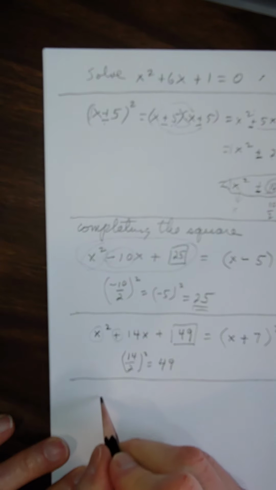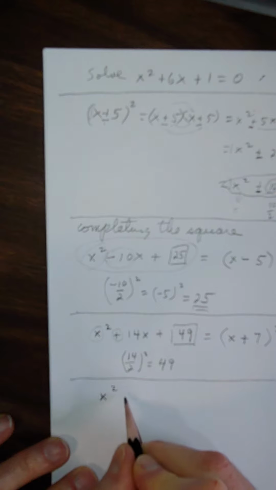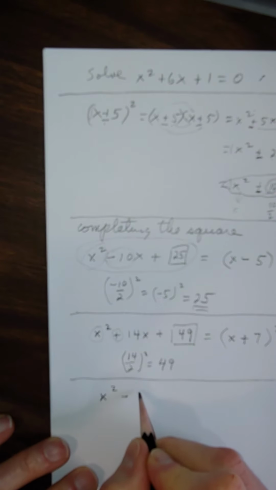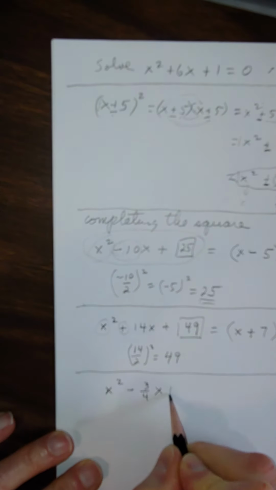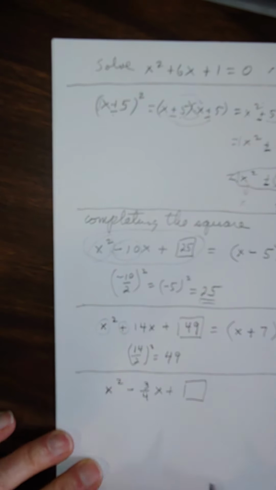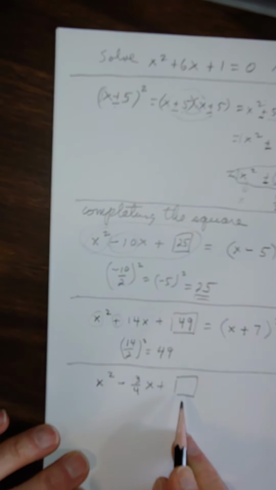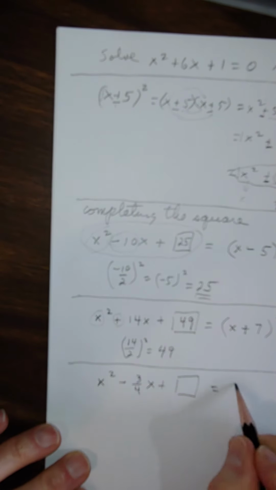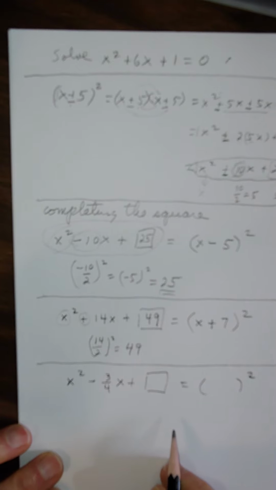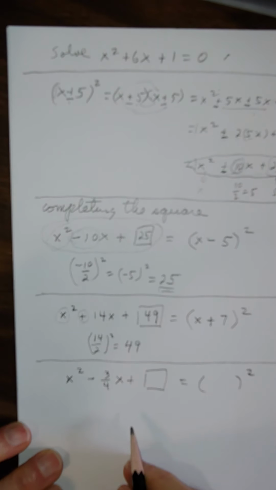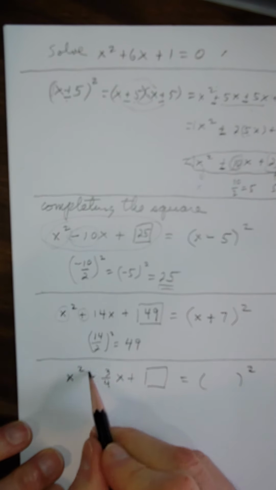Let's say we had, make it a little more complicated. Okay, find the number to add on here to make this into a perfect square, so it factors like this. It's a fraction, so what? Do the same thing. Half of this number.